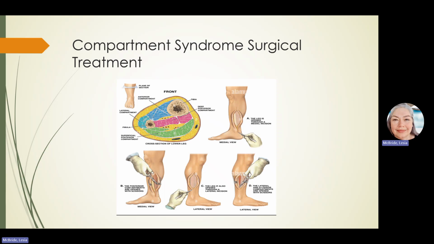We have the medial view here showing them going in and releasing. Here they're actually cutting the fascia. That's that whitish elastic fiber that holds those muscle striations together. So that's what they're releasing. We'll show you one of those in lab.